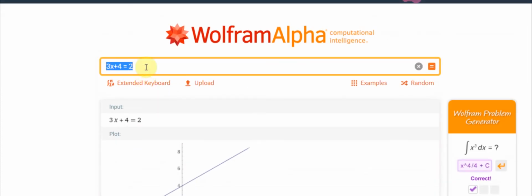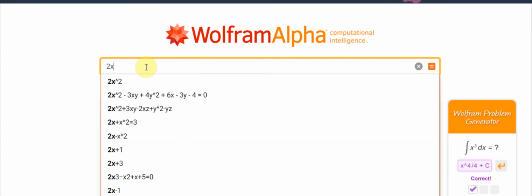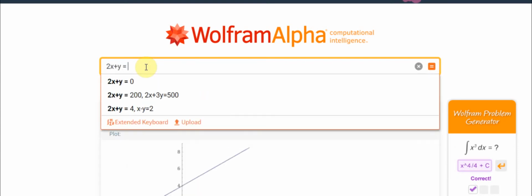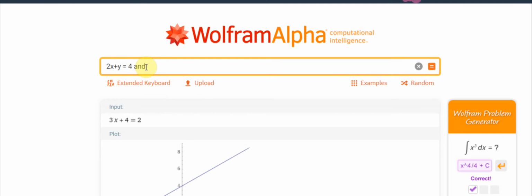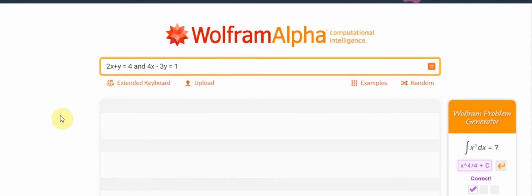If you want to find the solution of two equations, for example 2x plus y equals 4 and 4x minus 3y equals 1, you should put "and" between the two equations, and here is the answer.